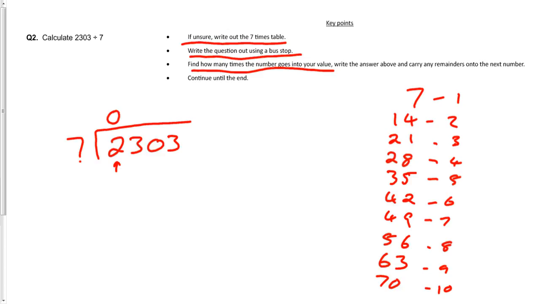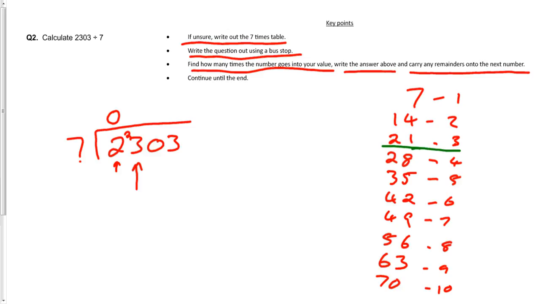And then what we do is we write our answer above, so it goes in there 0 times, and we carry any remainders onto our next number. So we carry this 2 over to there. So now that makes 23. So we see how many times 7 goes into 23. And if we have a look over here, we can see that 7 goes into 23 3 times.